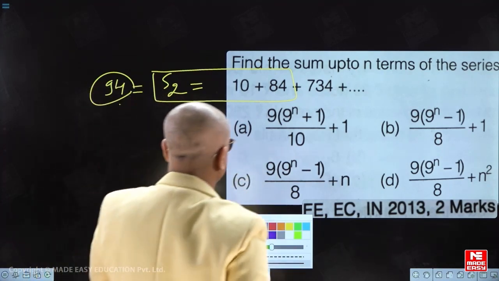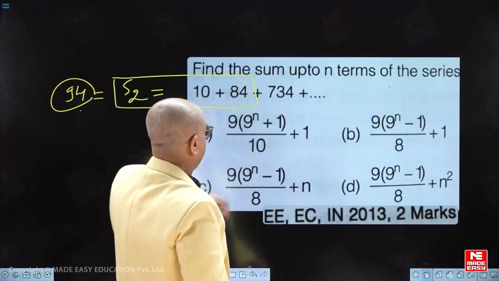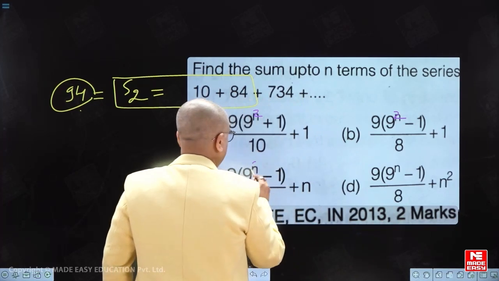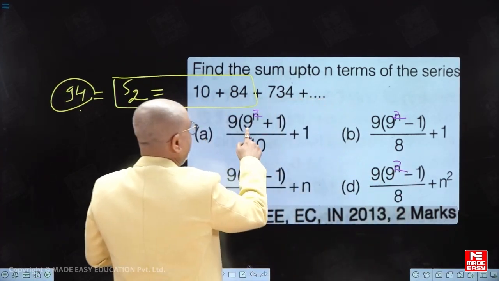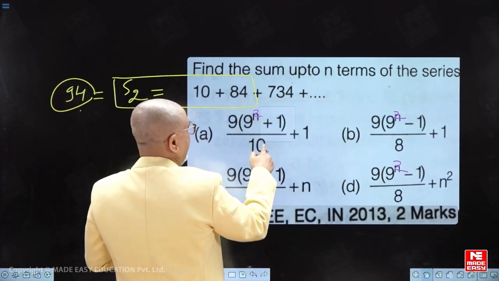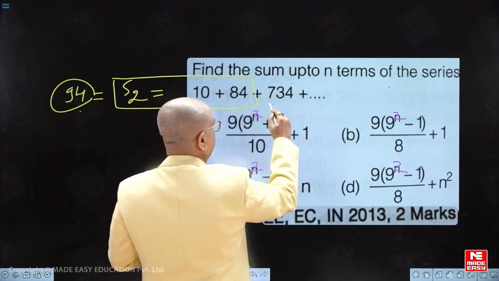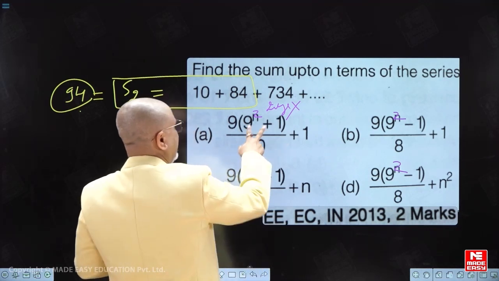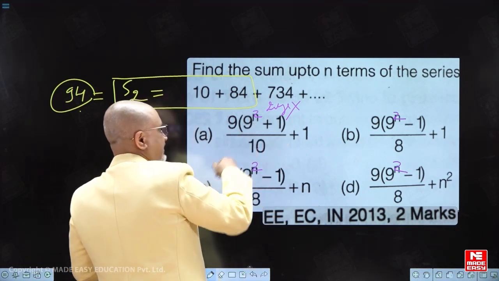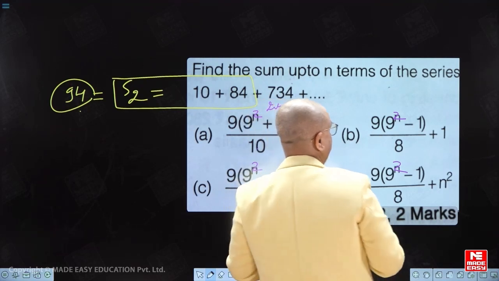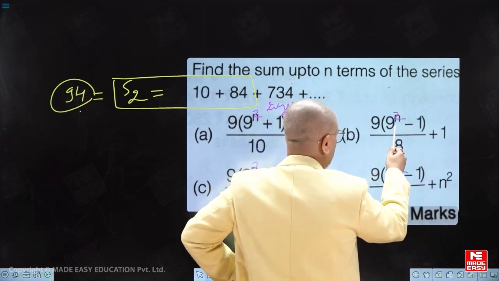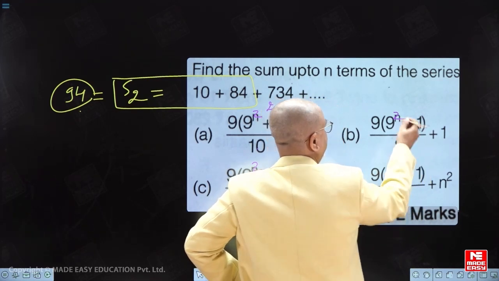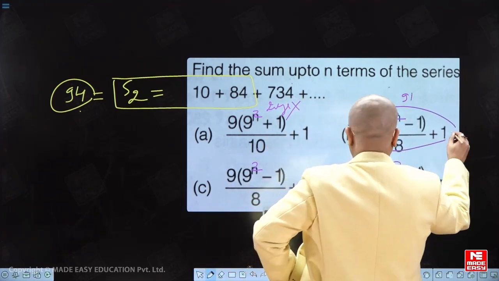I am cutting short the time. Now if we put n equal to 2, I will put n equal to 2 everywhere. So we need to put n equal to 2 everywhere. This number, 81 plus 1, 82 by 10, is not an integer value. It is not coming out to be an integer. Forget about it. Put here n equal to 2, we get 81 minus 1, 80 by 9. This complete value will come out to be 90.